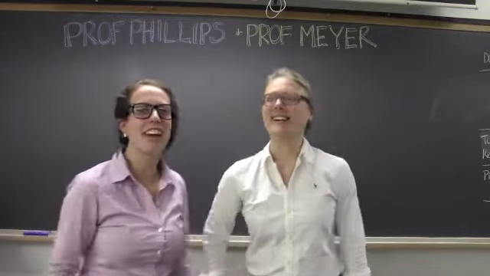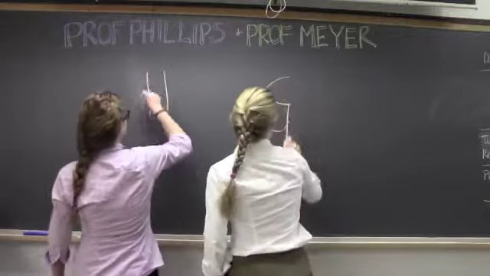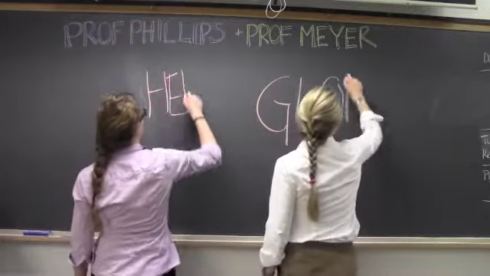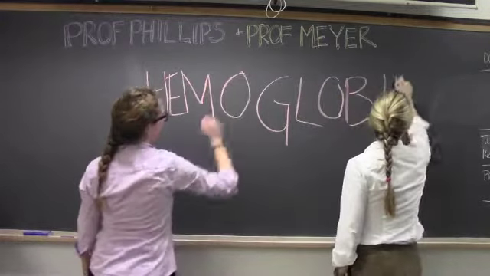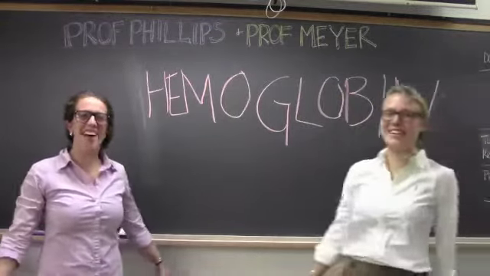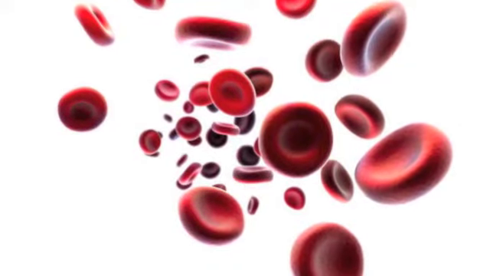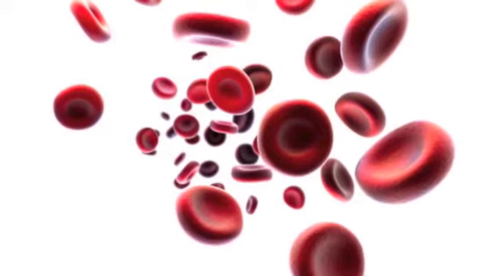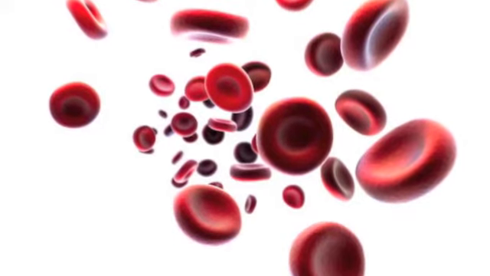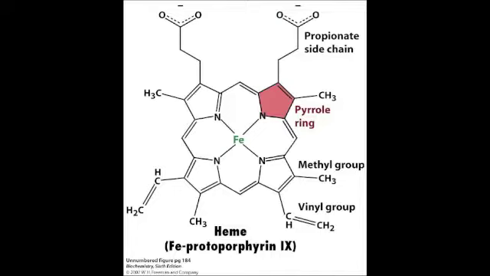And today we're learning about hemoglobin! Hemoglobin efficiently carries oxygen from our lungs to our tissues, while simultaneously transporting CO2 and hydrogen ions back to the lung. Hemoglobin's ability to bind oxygen depends on a bound prosthetic group called heme.